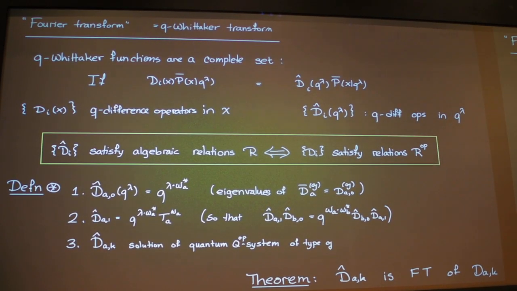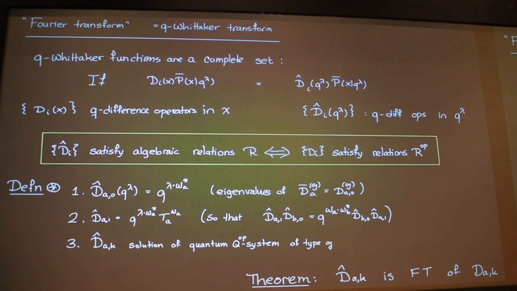Again, people used this notion here before, I think yesterday, of the Fourier transform. Q-Whittaker functions are a complete set in the following sense. If I have a set of operators d_i, Q difference operators in X, acting on the Q-Whittaker functions as some Q difference operators in lambda, so this is not an eigenvalue equation, it's just a Q-Whittaker transform. Then if this d_i of X satisfies some algebraic relation R, the Q-Whittaker transform satisfies the same relation with the opposite multiplication. So if I want to prove something about the operators d_i of X, I just have to prove the relations for the Q-Whittaker transform. And somehow this is really easy to do in this limit.